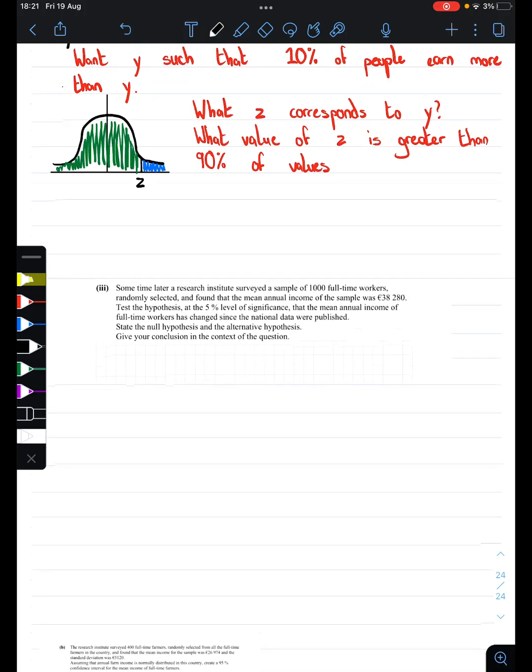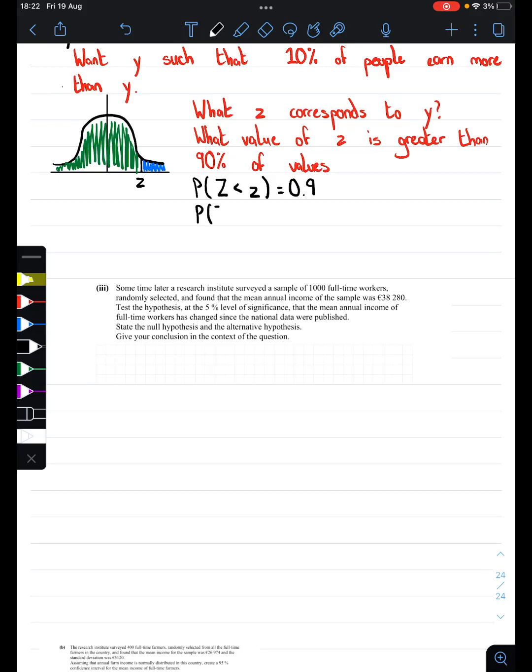Okay, and we actually have log tables for this. So if we have this probability of a z-score being less than z is 0.1, well, we can find this value of z. Sorry, not 0.1. The probability that z is less than z is 0.9. The probability of z is greater than z is 0.1. But we have log tables for this.